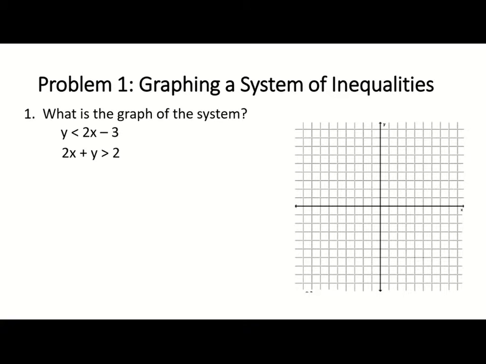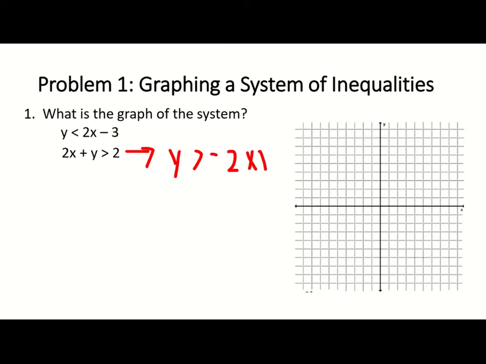So our first example, we want to graph the system y is less than 2x minus 3 and 2x plus y is greater than 2. Now, the first thing that I'm going to do is rewrite the second inequality in slope-intercept form. So I'm going to move the 2x to the other side, where it's going to become a negative 2x.